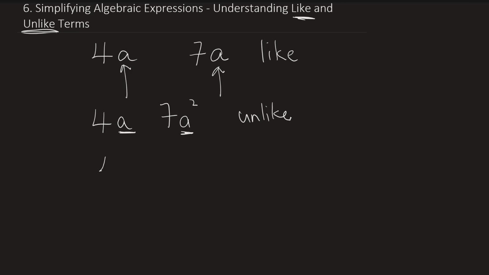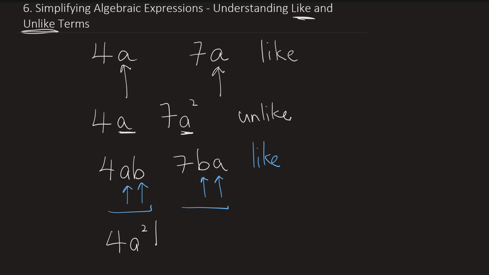What about this one? 4ab and 7ba. Now, the variables in the first term are a, b, and in the second one, they are also a, b. There's a b and there's an a, but in the second term, they're just written with the b first. However, this one has an a and a b, this one also has an a and a b, and so these are like terms.